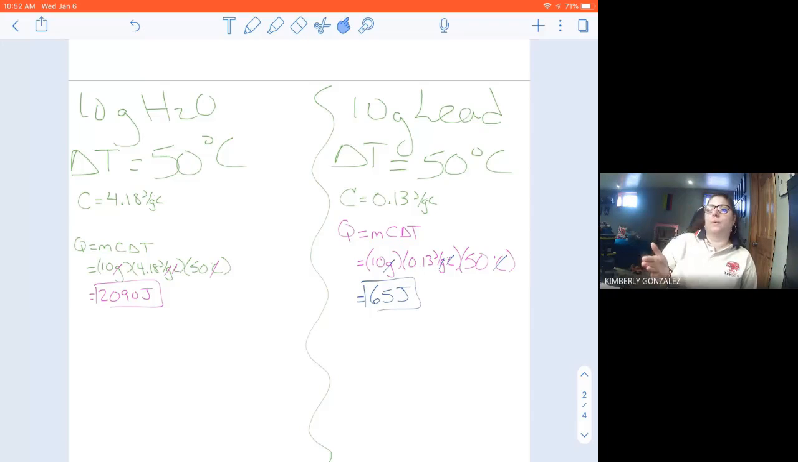So in other words, if you take 4.18 divided by 0.13, okay? As you're heating this up, lead is going to change temperature 32 times before water changes by 1 degree. How did I get that? I just took the specific heat values and divided them. So you're going to increase the temperature on the lead sample 32 degrees before the water sample gets increased by 1 degree.